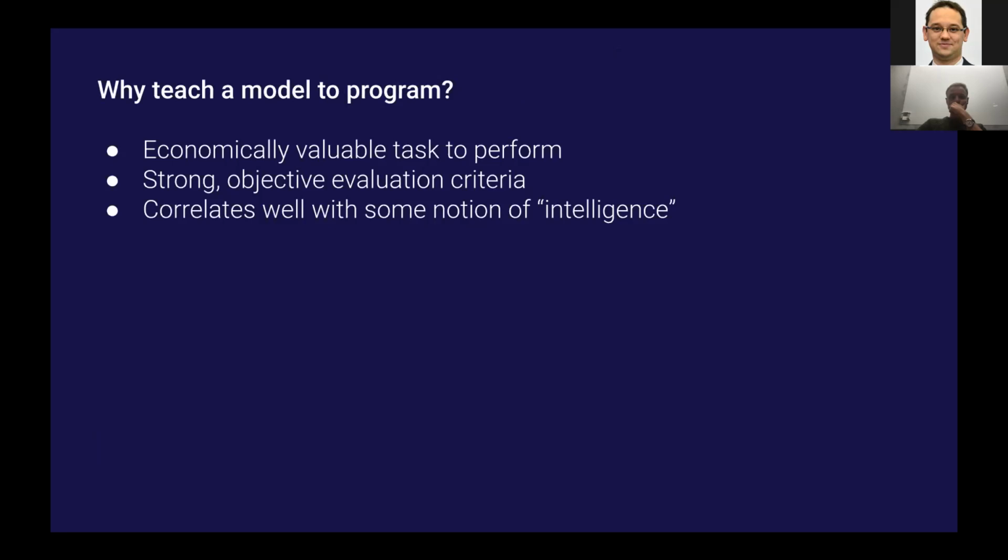So, coming back to summarize why teaching models to program is a good endeavor: one thing that is pretty clear is that programming is an economically valuable thing to do, and training models to do that means it's something hard to do. If we ever get the models to do it for us, it will be valuable. They will be helpful. They will be useful. And the other thing is that we have a strong objective evaluation criterion, which is an excellent thing, and it allows us to be very grounded and to know better what our models can do and what they can't do.